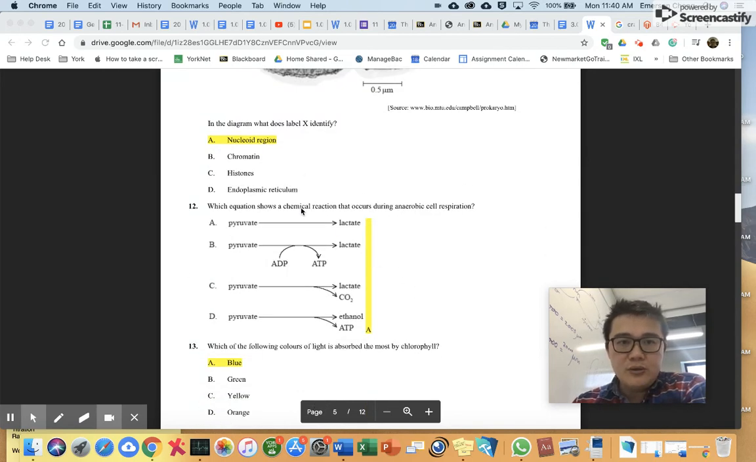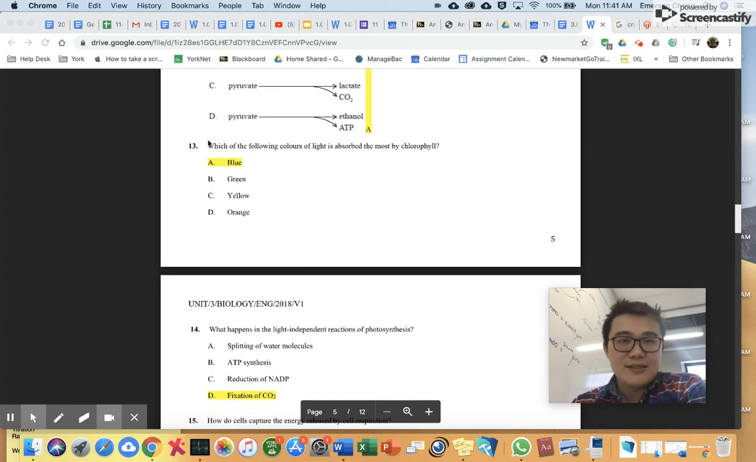Which chemical reaction occurs during anaerobic cell respiration? You have these four. Keep in mind, in anaerobic cell respiration, you get lactate. So it has to be these three, but it does not provide CO2. Also, this process does not generate much ATP. So it has to be number A here.